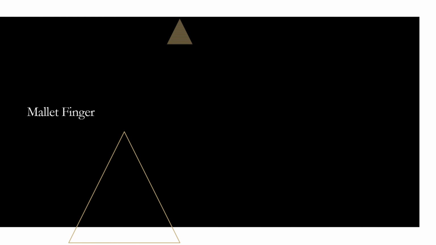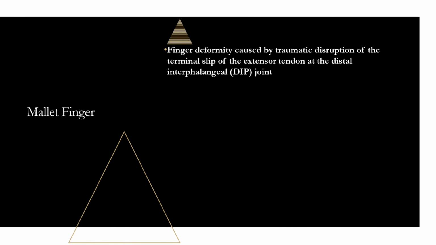Okay, mallet finger. So this is a finger deformity caused by traumatic disruption of the terminal slip of the extensor tendon at the distal interphalangeal joint. So you have some sort of trauma to the finger, usually caused by a direct blow to the tip of the finger. So like a ball striking the fingertip, or the fingertip strikes a hard surface.